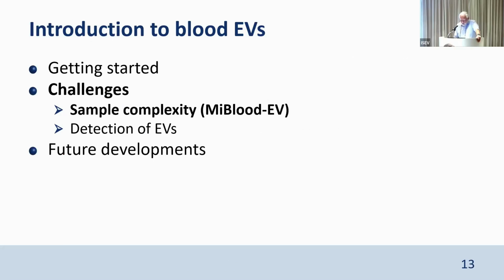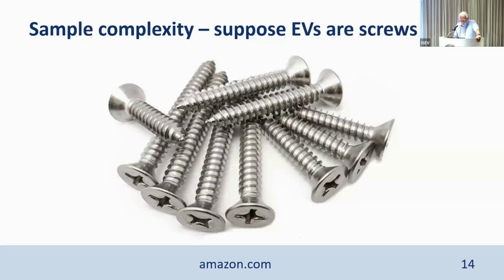Now, challenges. I think the biggest challenge we are facing when you would like to work on blood vesicles is the sample complexity. And I would like to explain a paper published about, I think, 2023. It's called My Blood EV, and I will try to explain why I think this is a relevant paper. So, when you talk about sample complexity, it's always a bit difficult to envision this, but just suppose that EVs are screws, just to make it simple.